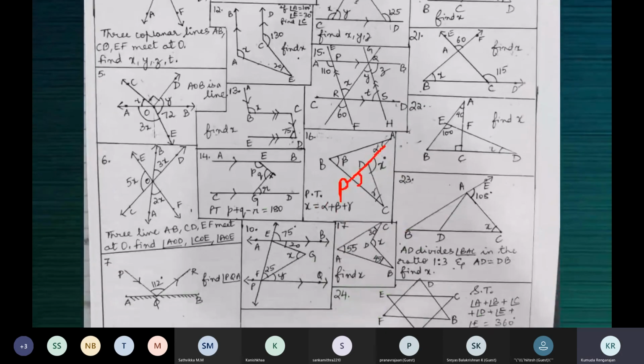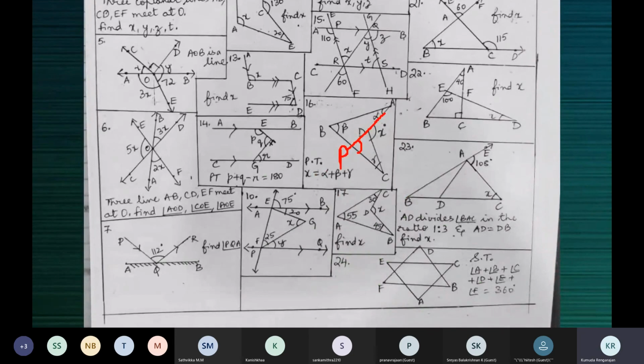Who can repeat this? What's the construction? Produce AD to meet BC in P. Correct? Yes, ma'am. Okay, thank you. Now, first, which triangle do we consider? We name the two triangles in the figure. Triangle ABP and triangle APC, ma'am. Okay, Satvika, which are the two triangles in the figure?